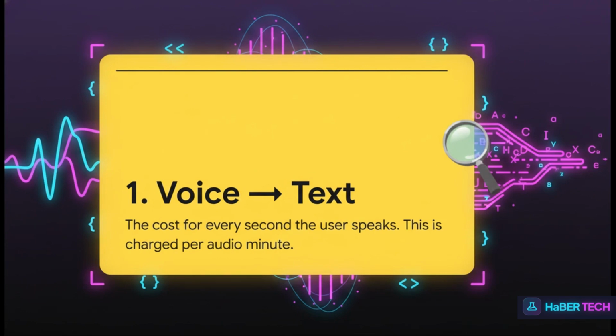Let's start with bucket number 1, speech to text. This one's pretty straightforward. Think of it like a running meter. For every single second a user is talking to your AI, that meter is running and you're getting charged to turn that voice into text. Google bills you for this by the minute.